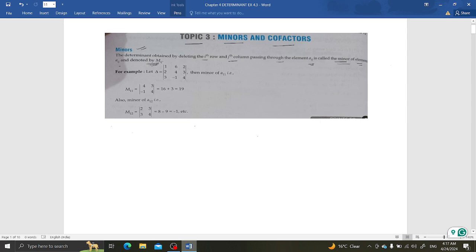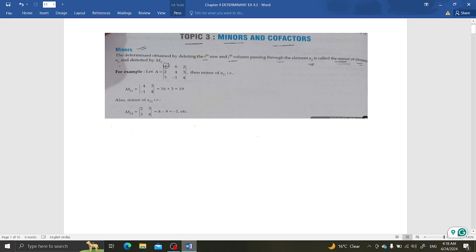Here they are saying we have a determinant 1, 6, 2, 2, 4, 3, 3, minus 1, 4. We need to find the minor of a11. We can find minors corresponding to the a11 position, a12 position, a13 position, a21 position, a22 position, a23 position. And how can we find them? Suppose we need to find the minor corresponding to a11. The element a11 is this one.